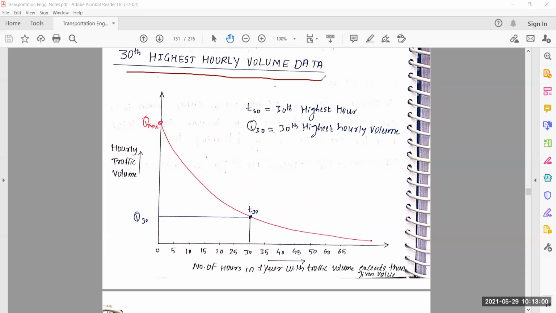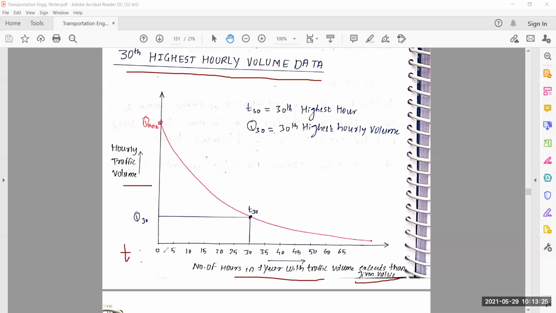So the 30th highest hourly volume data is basically a graphical method, and in that graphical method we plot the hourly traffic volume on the y-axis and the number of hours in one year with traffic volume exceeding the given value on the x-axis. This is our time scale.